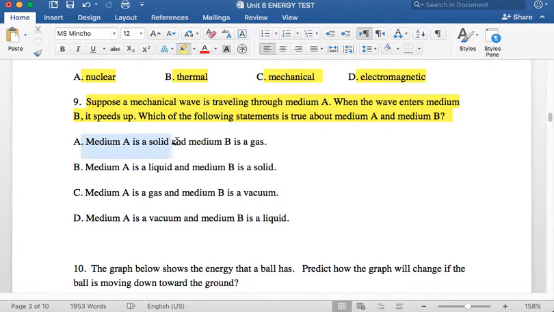Which is true? A. Medium A is a solid and medium B is a gas. B. Medium A is a liquid and medium B is a solid. C. Medium A is a gas and medium B is a vacuum. D. Medium A is a vacuum and medium B is a liquid.